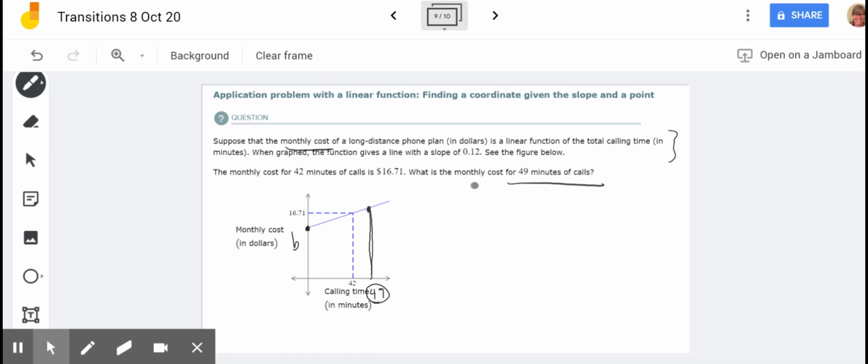Let's try that. That's probably what they want you to do. Okay, so this is your y, your monthly cost. Did they give you a b? If they didn't give you variables, I'm wondering if they're asking you to do it. I'm just going to put cost is equal to 0.12x. No, they didn't give us a b. So we would have to actually find a b by plugging in 42 and 16.71. I actually don't think you're going to be asked to do this hard of a problem. But you know what? You could, if this is what they're asking.